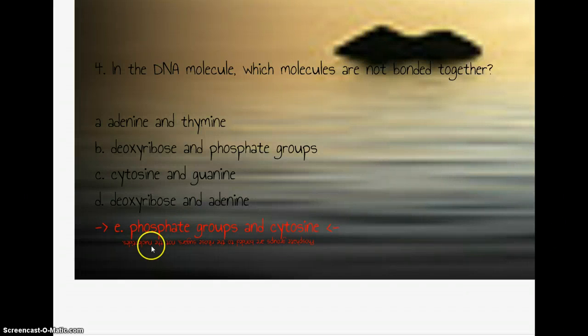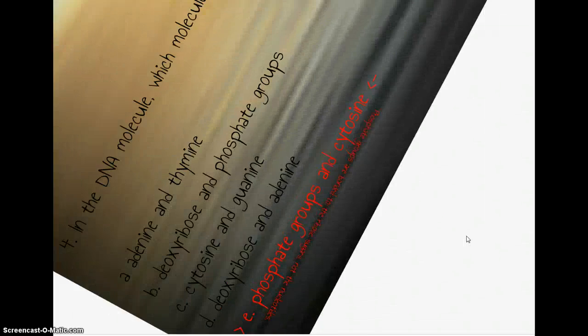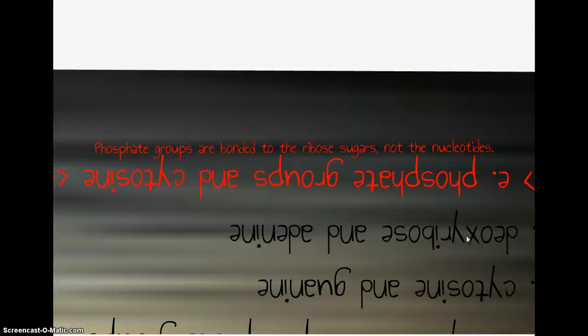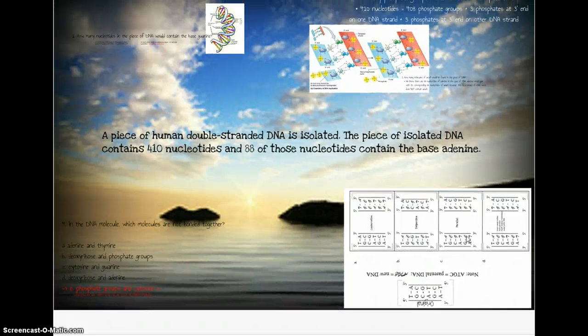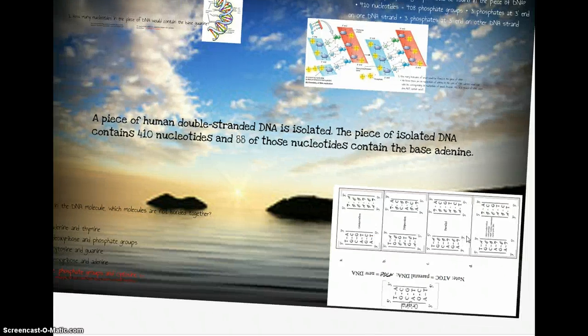But if you look at E, the phosphate groups in the cytosine are not attached. The phosphate is what's holding those sugars together, but it doesn't touch the actual cytosine, guanine, adenine, thymine, none of those. Those phosphate groups are bonded to the ribose sugars and not the nucleotides. Now you can see this again in case you really wanted to see it before.